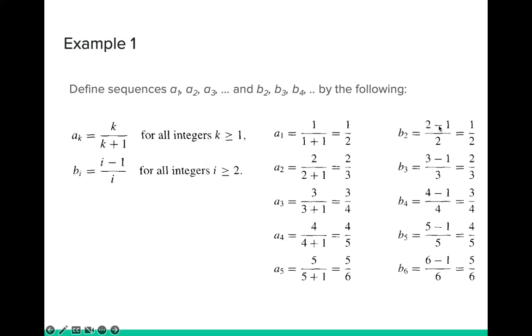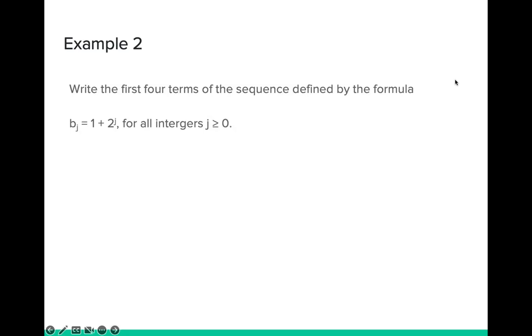So we have 2 minus 1 divided by 2, and then plug in for b sub 3. So plug in 3 to this formula. So we have 3 minus 1 divided by 3, and so on. Okay, so now another example.